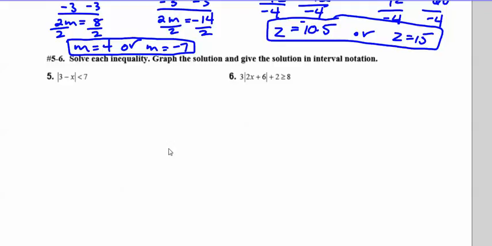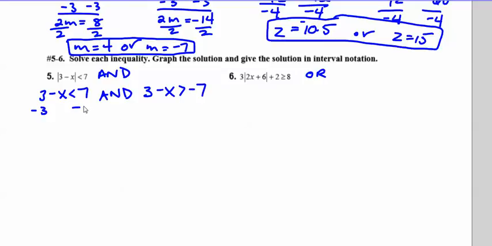Now we're going to solve inequalities. If my inequality starts as a less than, then that's going to be an and, and if it starts with a greater than, that's going to be an or. So here's my less than. I have 3 minus x is less than 7, and 3 minus x is greater than negative 7.